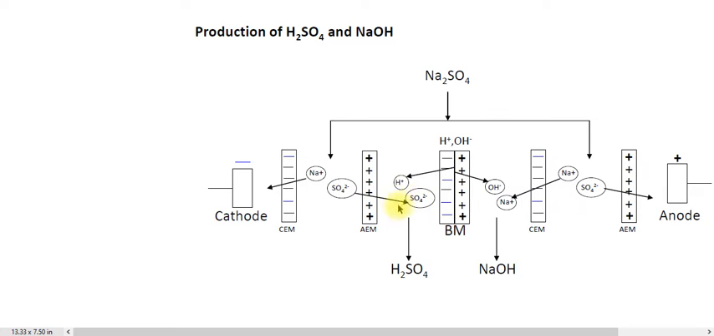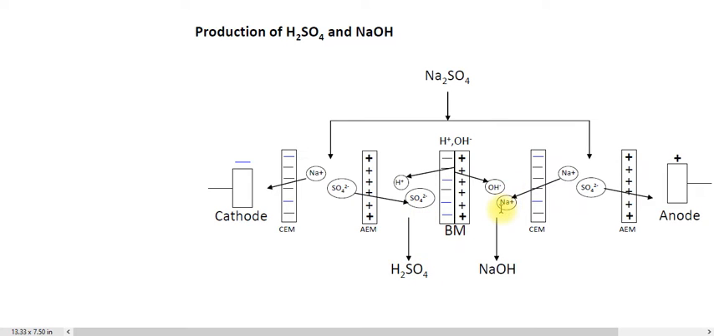pass through it to the other side. So here you will get the SO4 ion, and the H positive ion which comes from the water, because here you have the bipolar membrane. When the water passes through this membrane, it will allow the H positive ion to come into this chamber. This H positive ion will react with the SO4 negative ion, and it will create H2SO4.